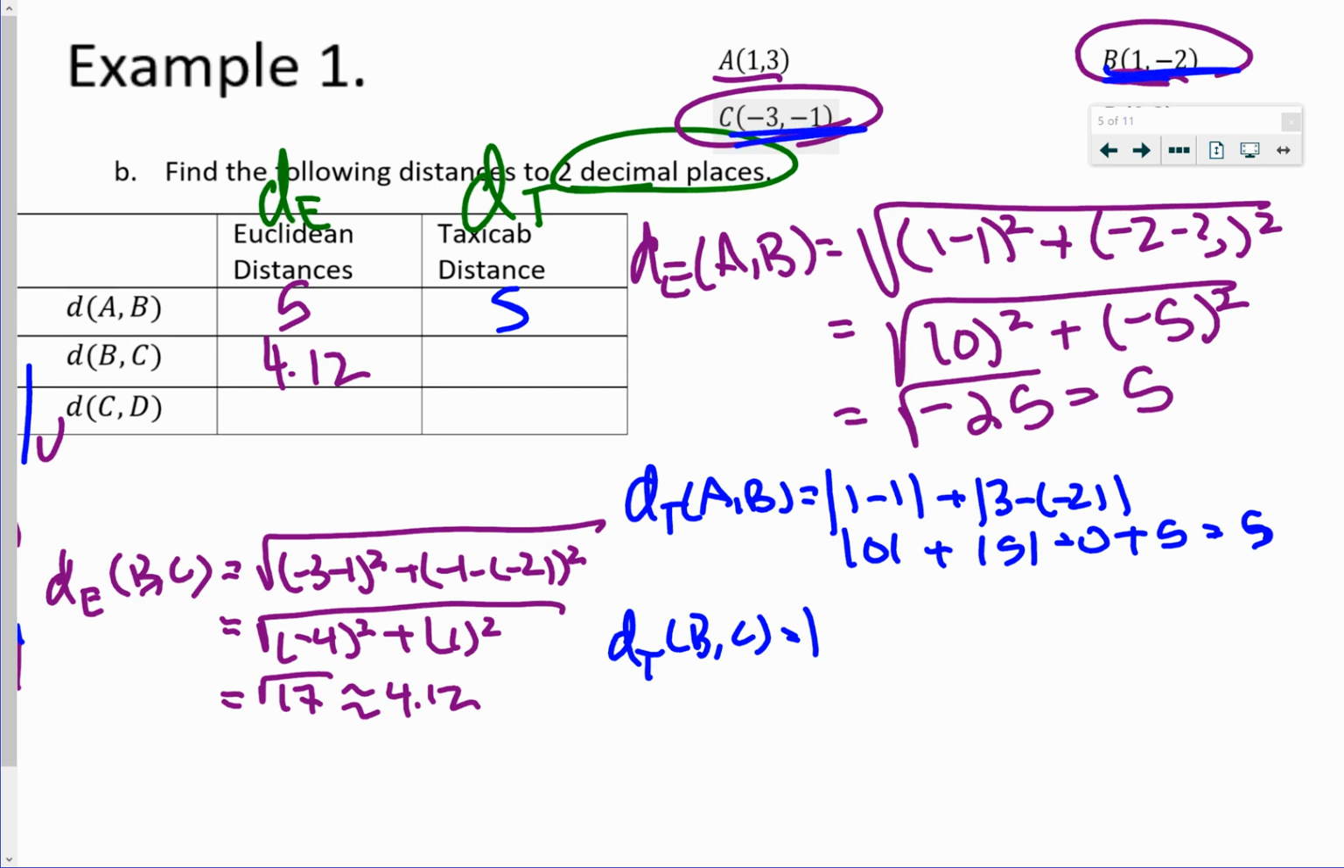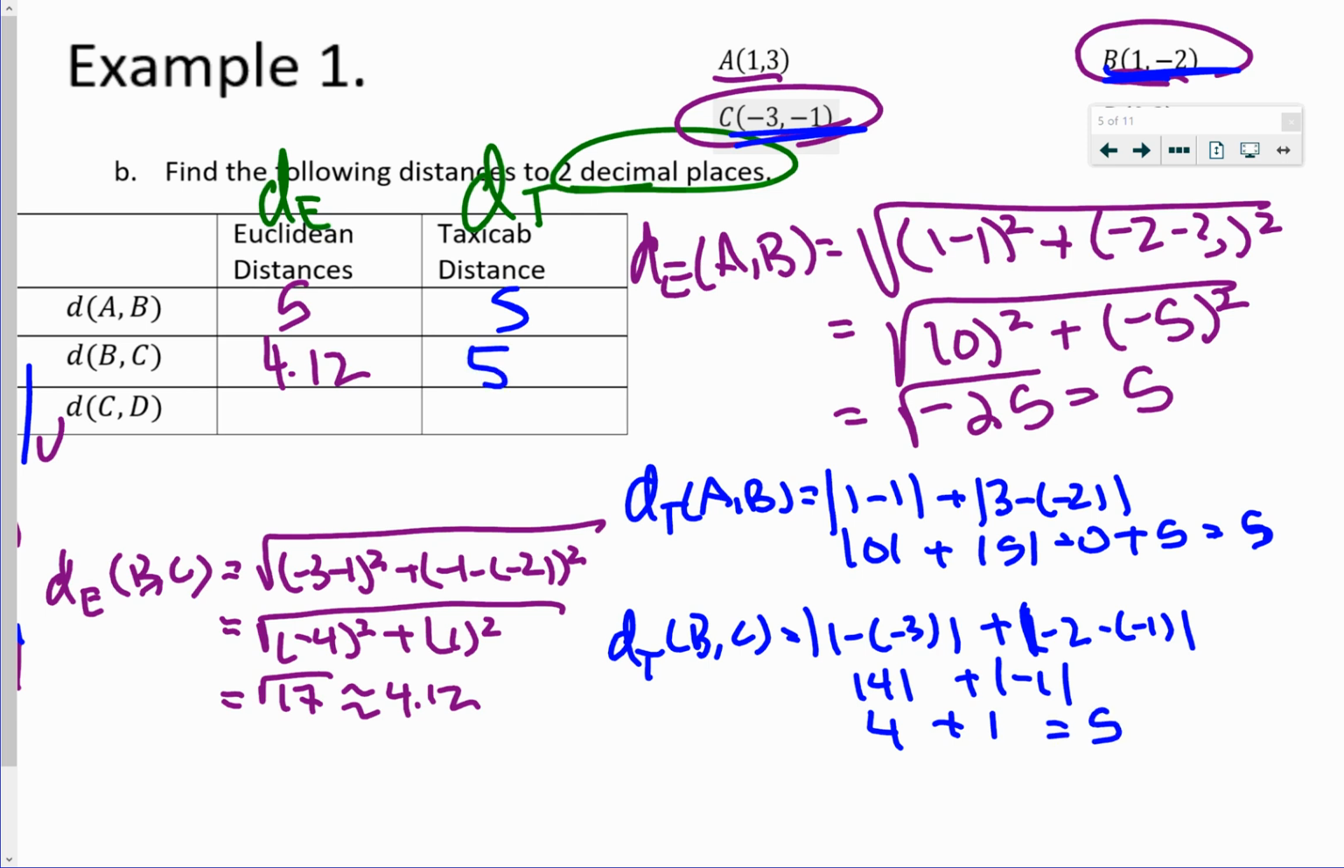So we can do the absolute value of 1 minus -3, plus the absolute value of -2 minus -1. Okay, 1 minus -3 is 4, plus -2 minus -1 will be the absolute value of -1. The absolute value of 4 is 4, plus the absolute value of -1, which is 1, gives us a taxicab distance of 5.